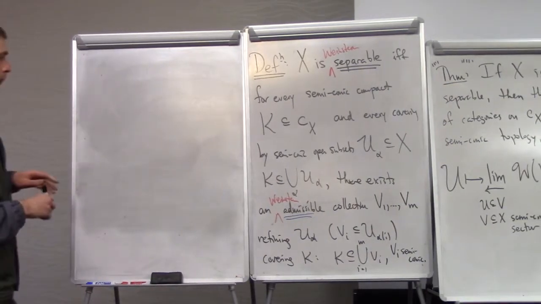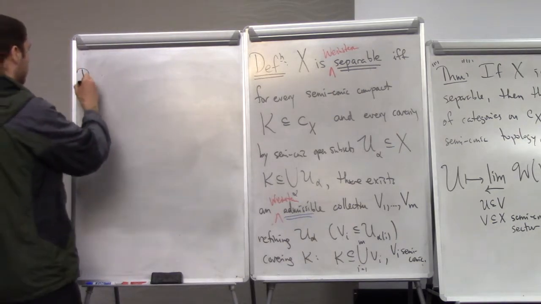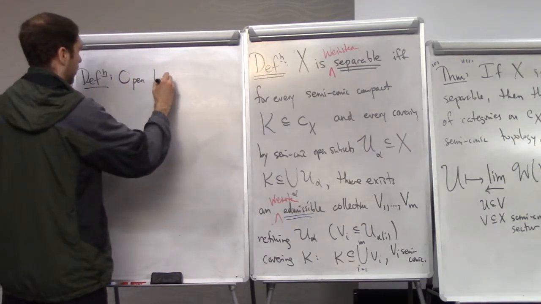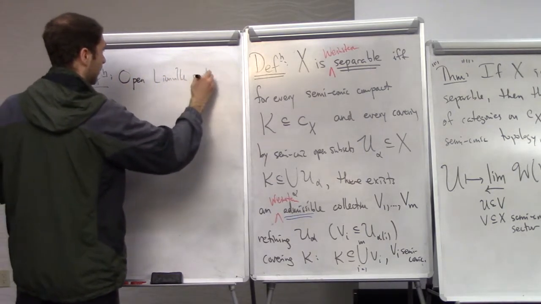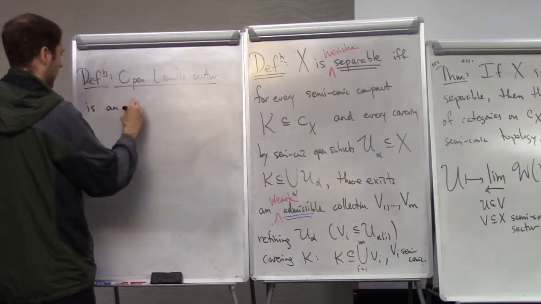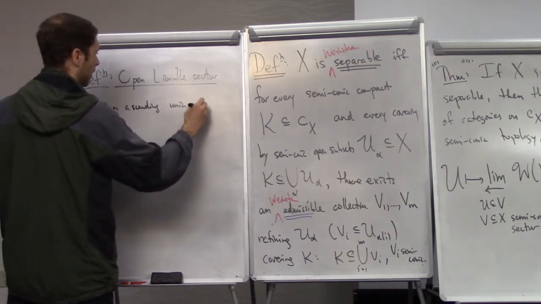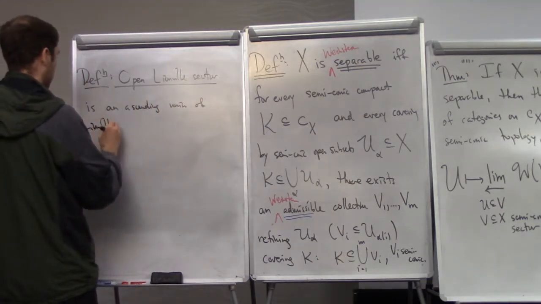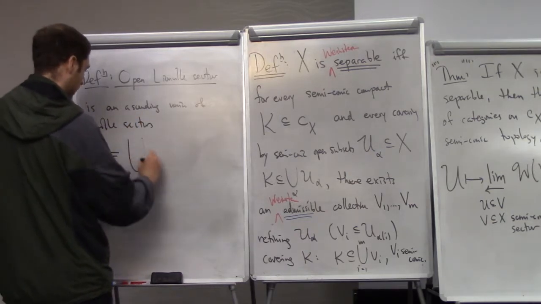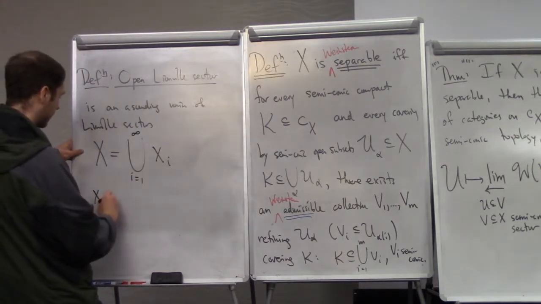Okay, so I should make this definition a little bit more precise. An open Liouville vector field is an ascendant union of Liouville sectors. X is the union over i equals 1 to infinity of X_i. I mean, these are nested.